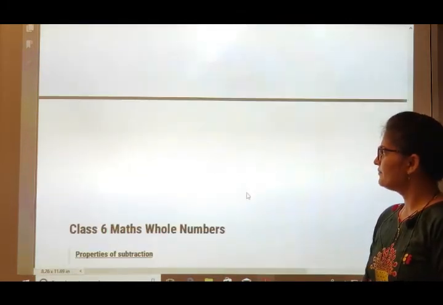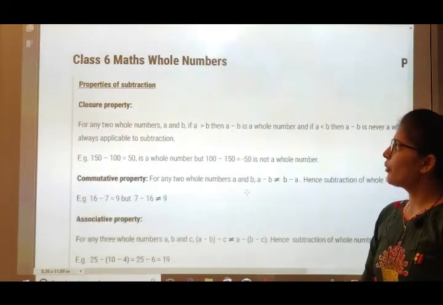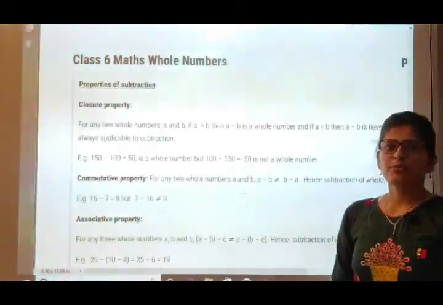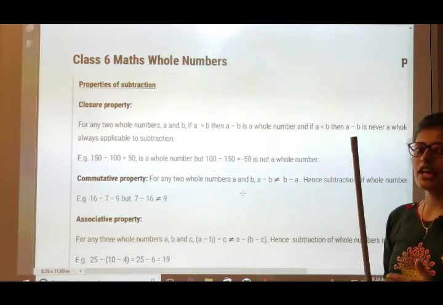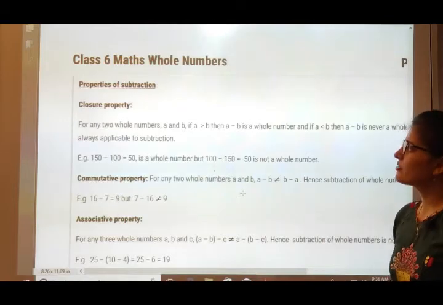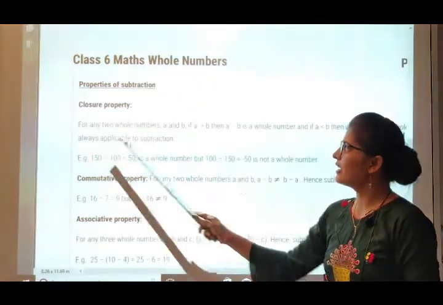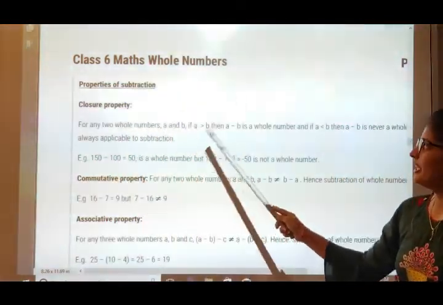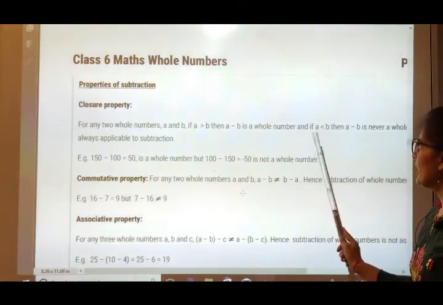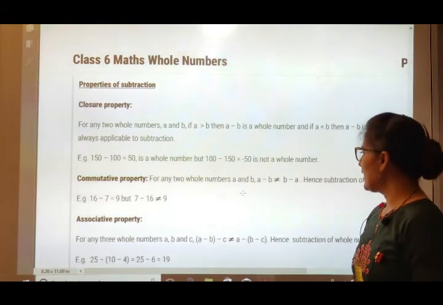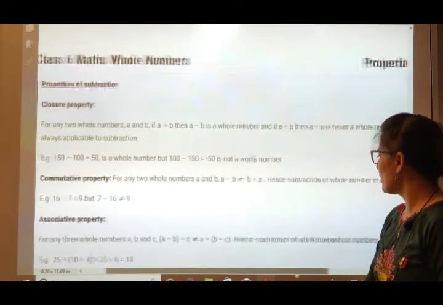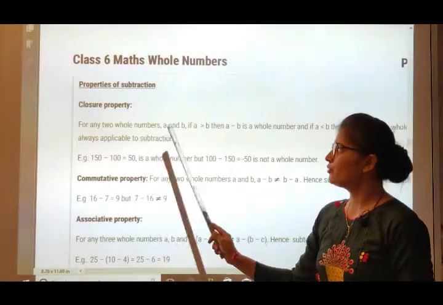Now next are the properties of subtraction. Closure property. For addition we have seen that if a and b are whole numbers, then a plus b is also a whole number. The same applies for subtraction. For any two whole numbers a and b, if a is greater than b, then a minus b is a whole number, and if a is less than b, then a minus b is never a whole number. Closure property is not always applicable to subtraction.